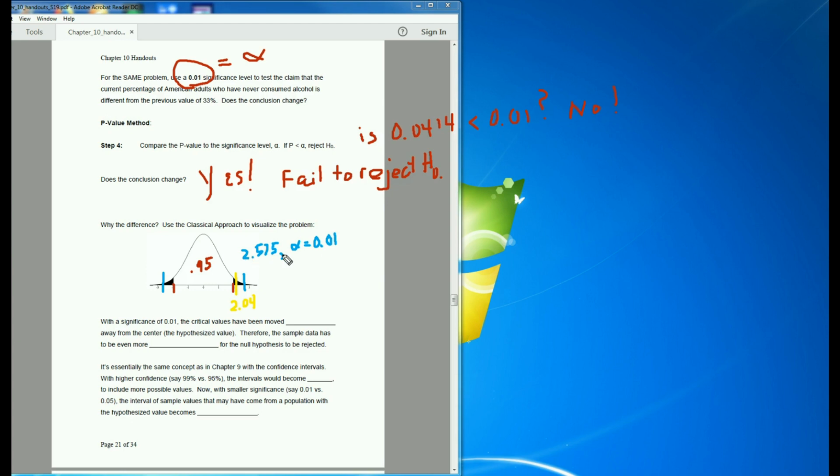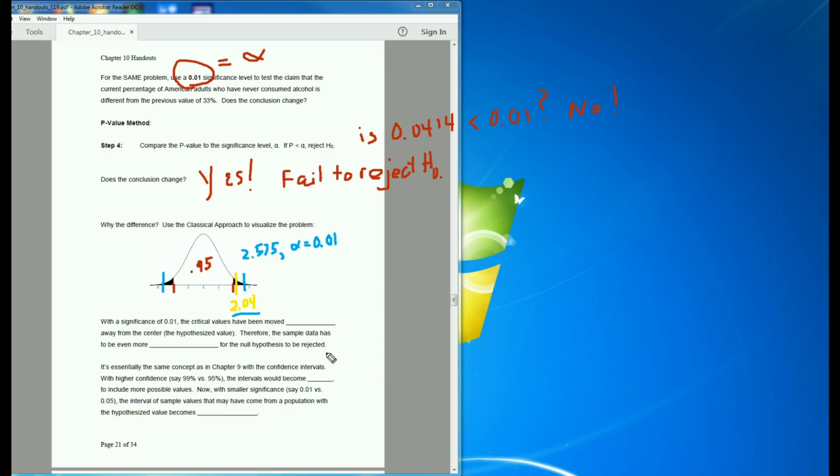So positive 2.575, negative 2.575. Now you can see that our test statistic is inside the critical area. It's in the do not reject region. Now we're saying, okay, it's close enough to the middle. We're not going to reject the null hypothesis.